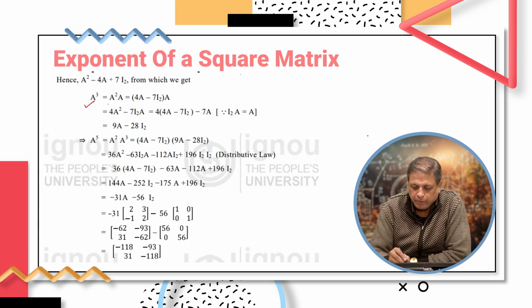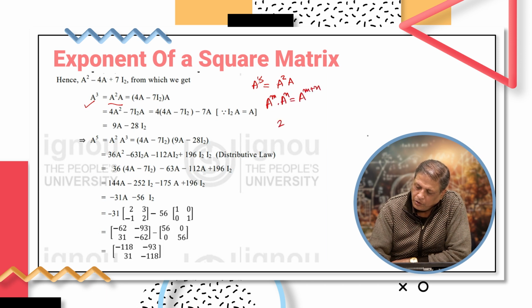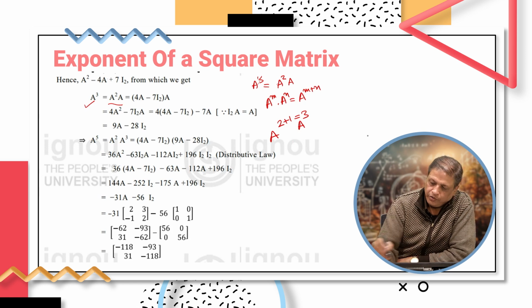Now, A cube can be written as A square into A. What we are using over here is A to the power m into A to the power n is equal to A to the power m plus n. So 2 plus 1 is equal to 3. So A to the power 2 plus 1 is A to the power 3. So A to the power 3 will be equal to A square into A.